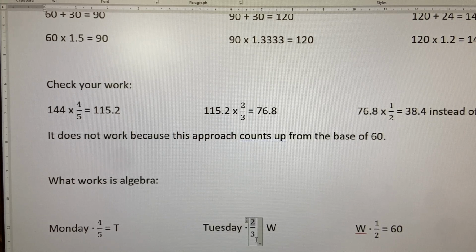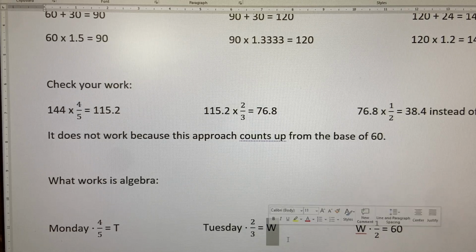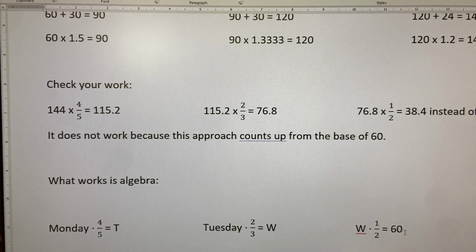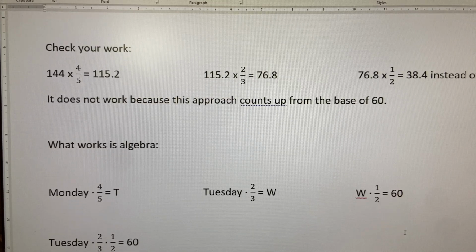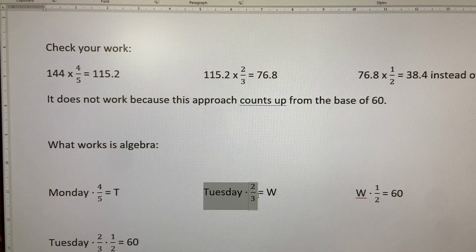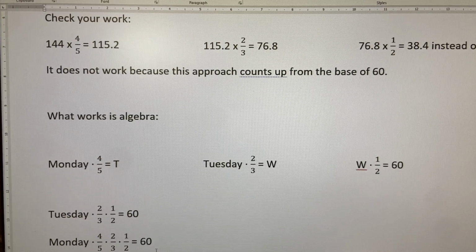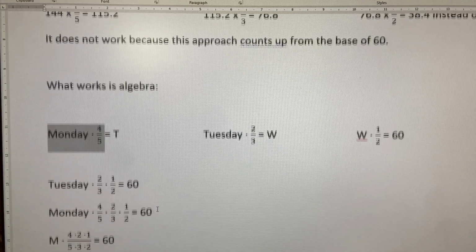gets 1/3 of it spent, 2/3 of it remains, and that creates the Wednesday amount. And then the Wednesday amount gets halved, and that equals the remainder of 60. So how these can be rolled up is that this W can be replaced by all of this, and that's what's written on this line here. And this Tuesday amount can be replaced by everything that's here. So this is how they all look.